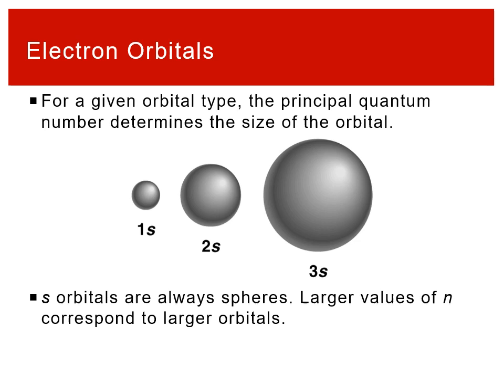So again, s orbitals are always spheres. It doesn't matter which s orbital you're looking at, 1s, 2s, 3s, 4s, 5s, 80s, a million s. You're always going to have spheres. The only difference is the size, and larger values of n just have larger orbitals. So that makes sense. The bigger the shell, the bigger the orbitals, right? The higher the shell, the further away the orbitals are from the nucleus.